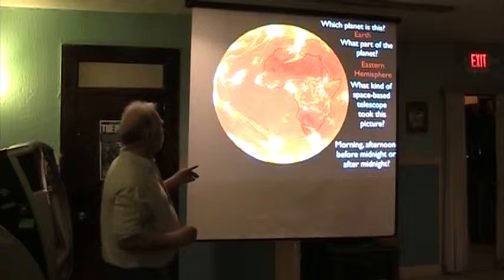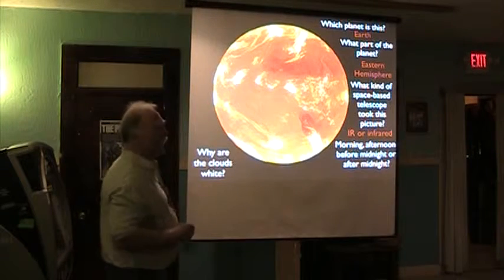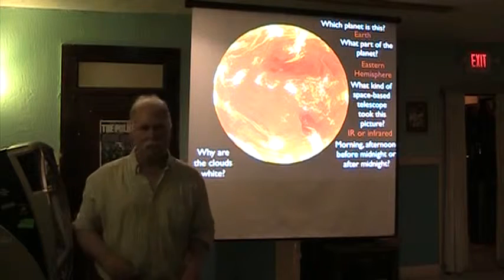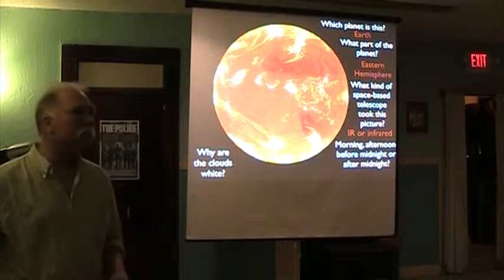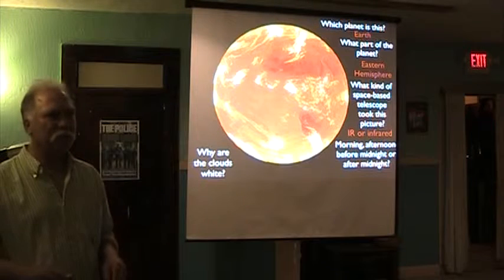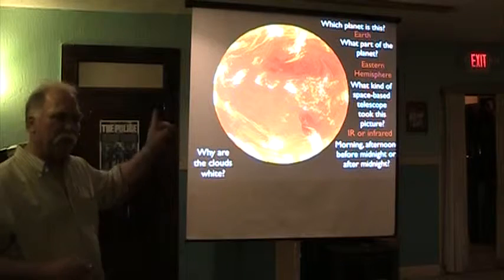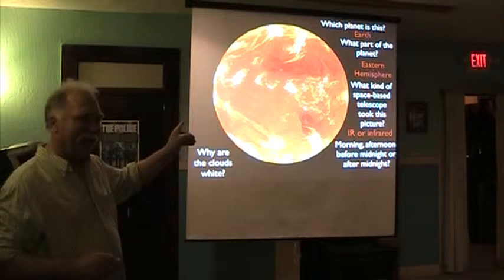Okay, now here's the tough one. Why are the clouds white? Because they're reflecting the light. They're reflecting the light, not heat. Any other ideas? They're cool. Well, what does white mean? White means, in an infrared camera, it's all false color, right? Cool?